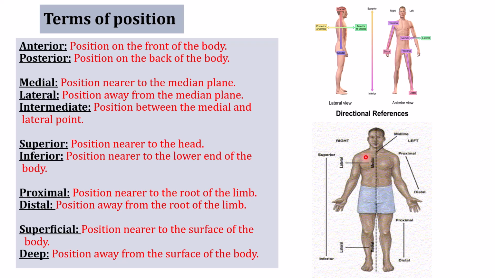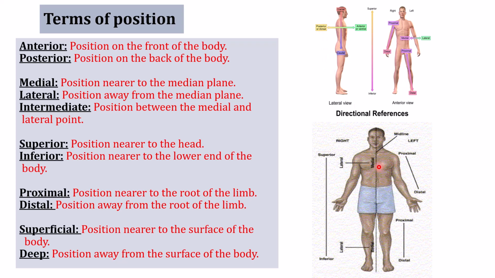Number 1, anterior. Can you see in this diagram? This is the anterior part, or this is the anterior position, or anterior view. You can see all these features or these organs or these sites in the body anteriorly. So this is the position on the front of the body. Then posterior. Posterior will be on the back. See here, this is posterior. This was anterior and this is posterior. Anterior is also called ventral and posterior is called dorsal.